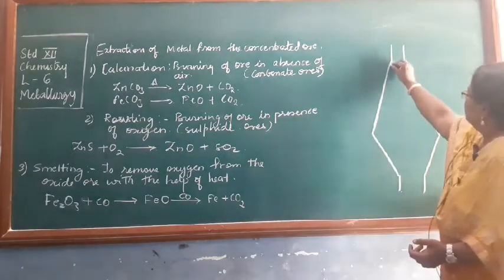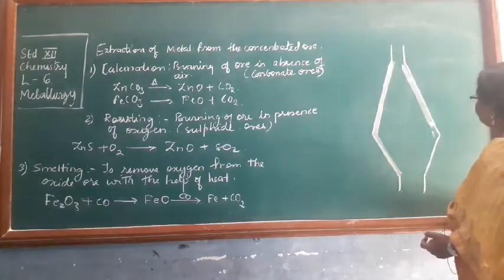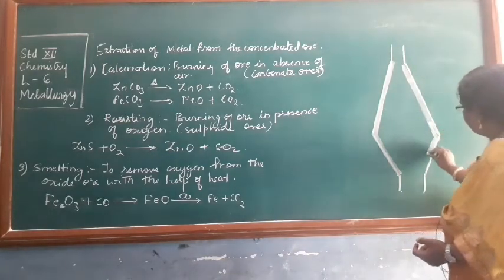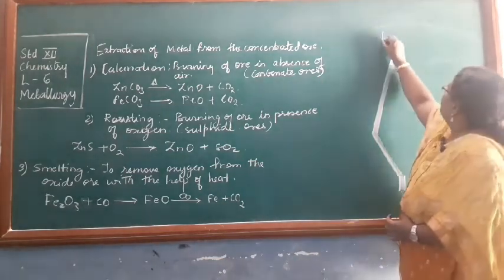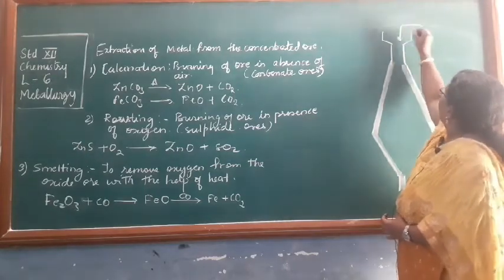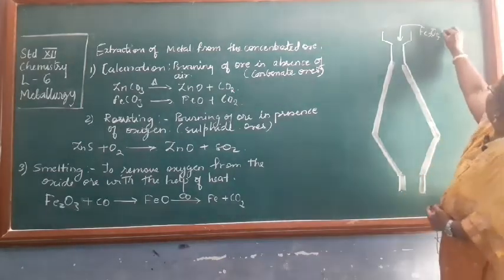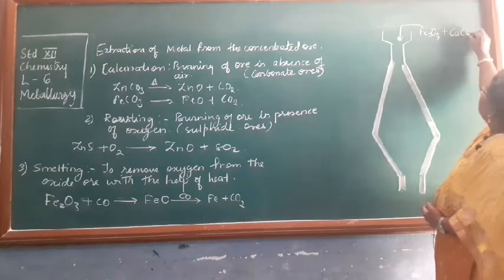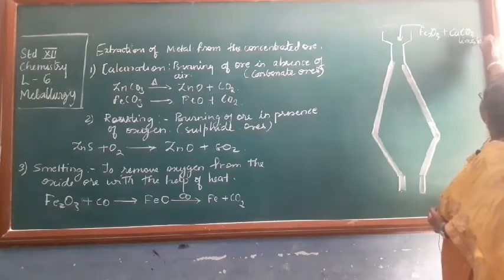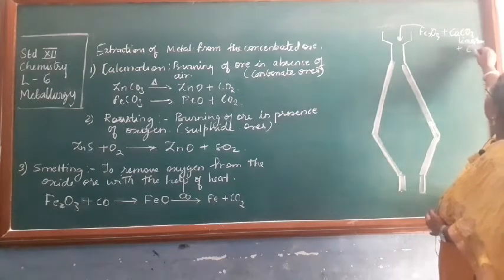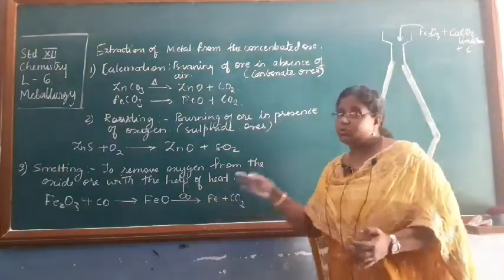The inner lining of the furnace was done with fireproof bricks, which can withstand very high temperature. From the top you were adding the ore of iron, which can be Fe2O3 or Fe3O4. Along with that you were adding CaCO3, which was limestone. Also you were adding coke, but Fe2O3 reduces with carbon monoxide and not coke.